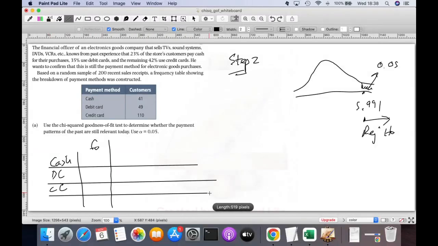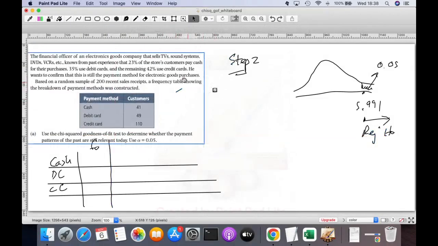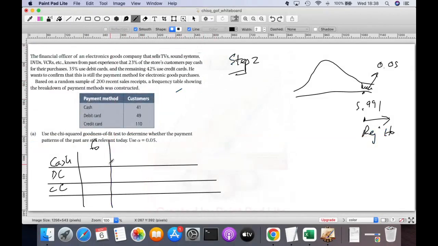More. Cool. All right. And all I'm going to put for F0 is what we see in our table, what's given to us. Our observed frequency for cash is 41. For debit card, it's 49. And then for the credit card, it's 110. So in total, there's 200. We add it all up.